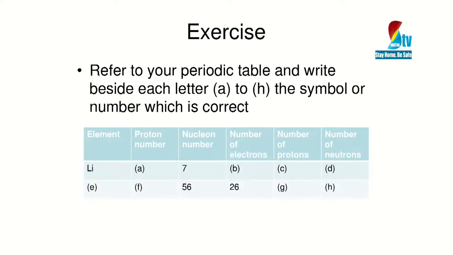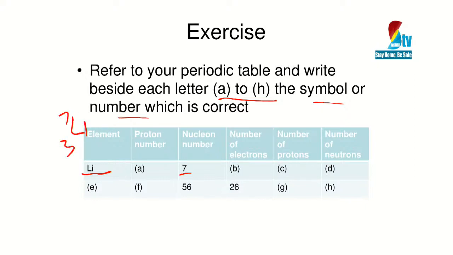Let us do this short exercise, and again we are referring to the periodic table, so please use the one which you have. It says write beside each letter from A to H the correct symbol or number. We are first told of an element Li, and if you look at your periodic table, you'll see that Li is lithium. The only information you can see here is the 7, which has been written here, but judging from your periodic table, you will see that Li has a 7 and a 3.